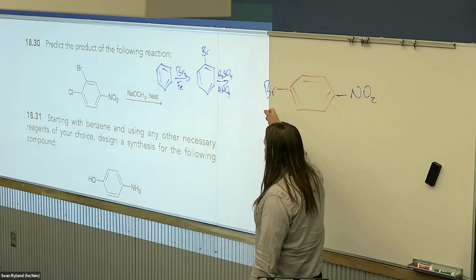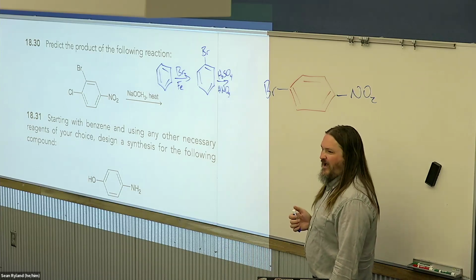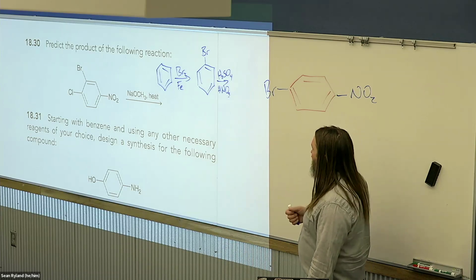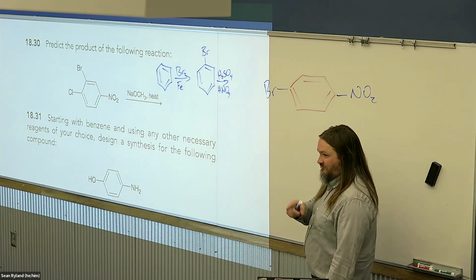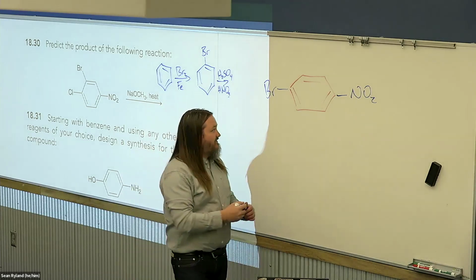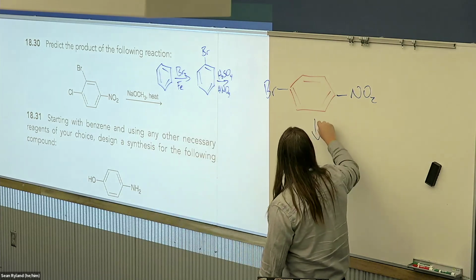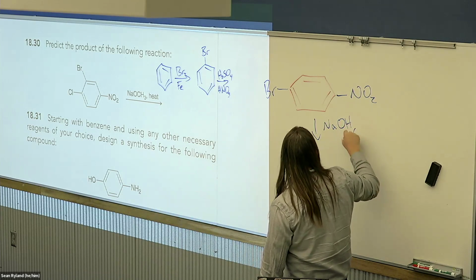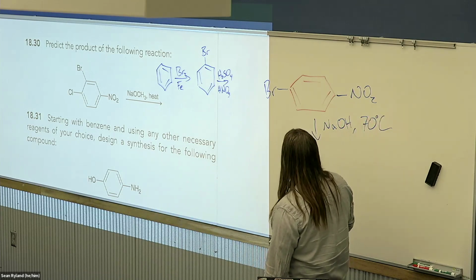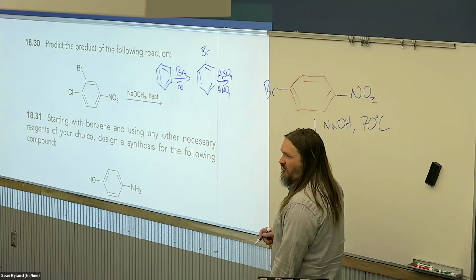Then once we have the bromine and the nitro group on there, the nitro group's more reactive, so we'll probably react that first, turn it to the amine first. And then oh no, we can't. No, we cannot, because it has to be strong. You need the strongly deactivating group, so the next reaction has to be NaOH at 70 Celsius. And that gives us the nitrophenol.